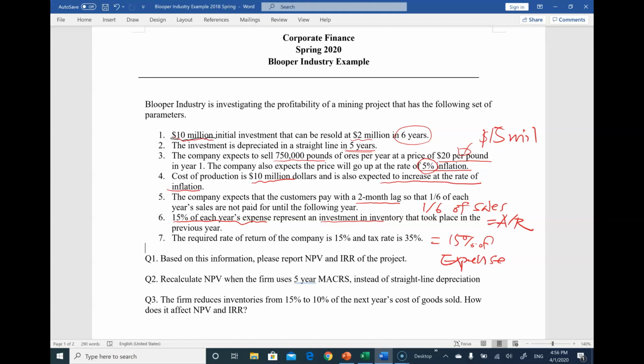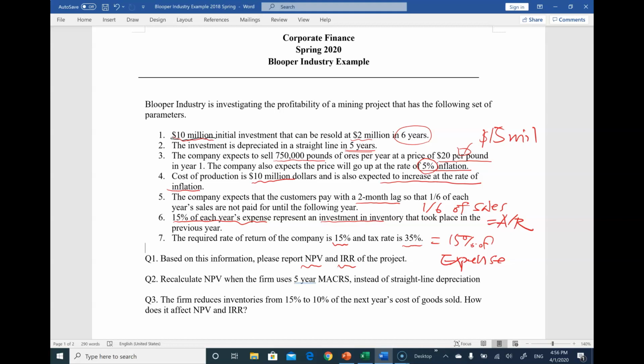And the last one is the required rate of return. The opportunity cost of capital for the company is 15%, and the tax rate is 35%. Using this set of information, we have to figure out whether this project is a good project or not using the net present value or the internal rate of return.